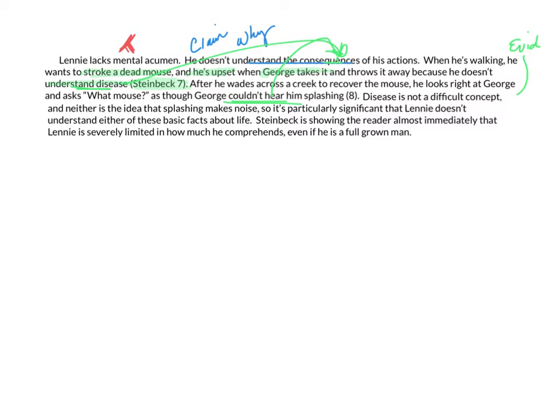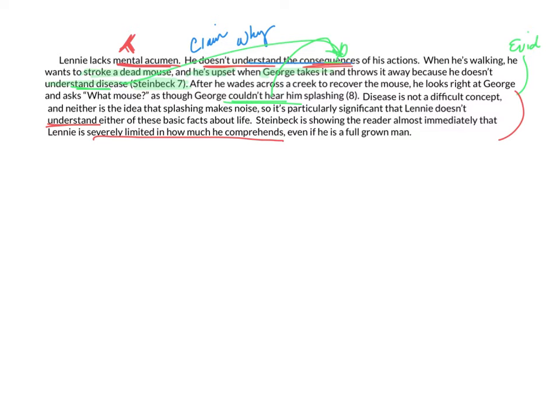Okay, so here is the commentary. And the commentary should go all the way back up, and it should really focus both on the claim and go all the way back up to that topic sentence, that mental acumen, that he doesn't understand consequences. So disease is not a difficult concept, and neither is the idea that splashing makes noise. So it's particularly significant that Lennie doesn't understand either of these basic facts about life. Steinbeck is showing the reader almost immediately that Lennie is severely limited in how much he comprehends, even if he is a grown man.